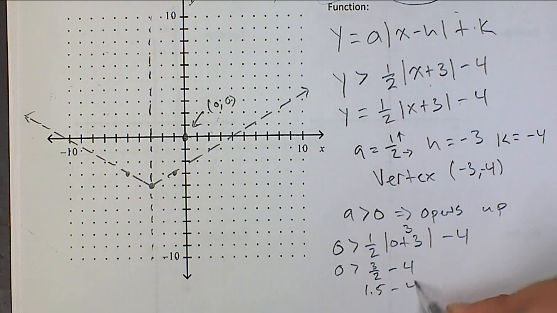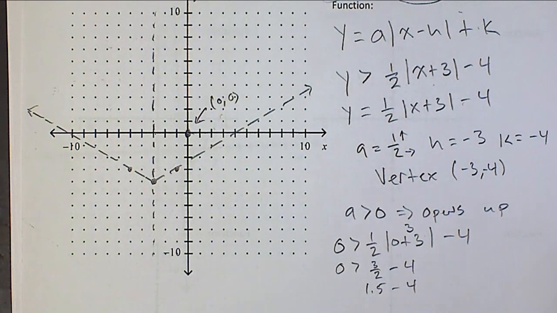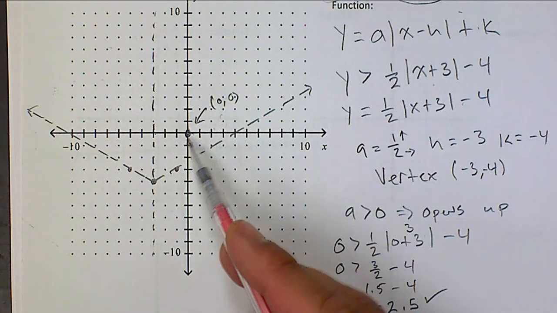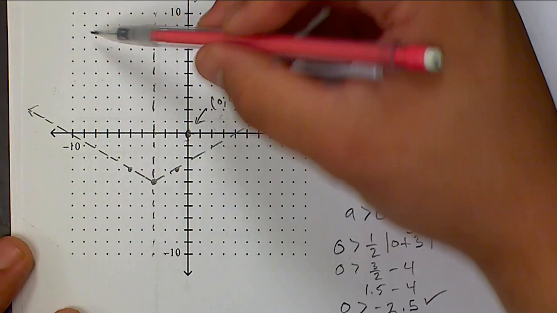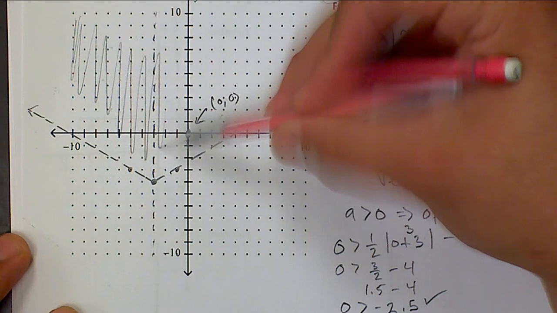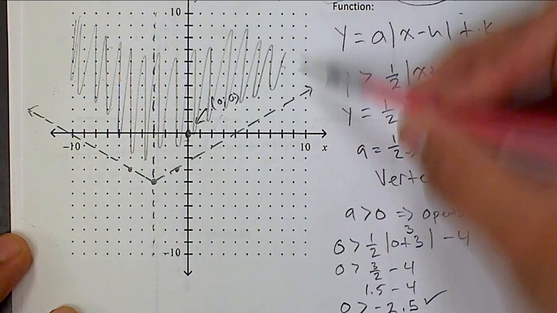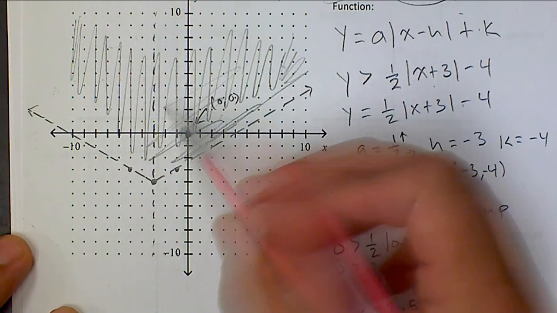Okay, when I do that, I subtract. Let me make sure. I get 0 is greater than negative 2.5. That is a true statement. That point came from above the line, or inside the V, so I would shade everything above the line, or inside the V. Okay, inside the absolute value function.